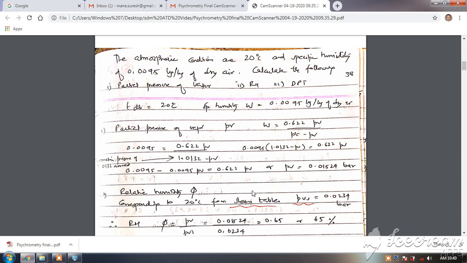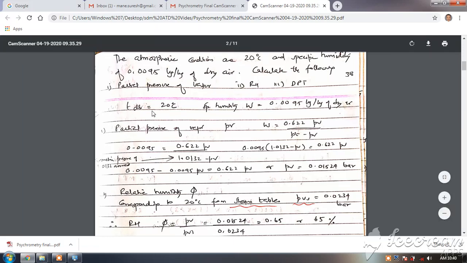Students, we will look at numericals on psychrometry. The atmospheric conditions are 20 degrees and the specific humidity is 0.0095 kg vapor per kg of dry air. Calculate the following: one is the partial pressure of the vapor, that is PV; second is relative humidity; and third is dew point temperature. This is asked in university exams many times, so I thought some important problems we will solve.